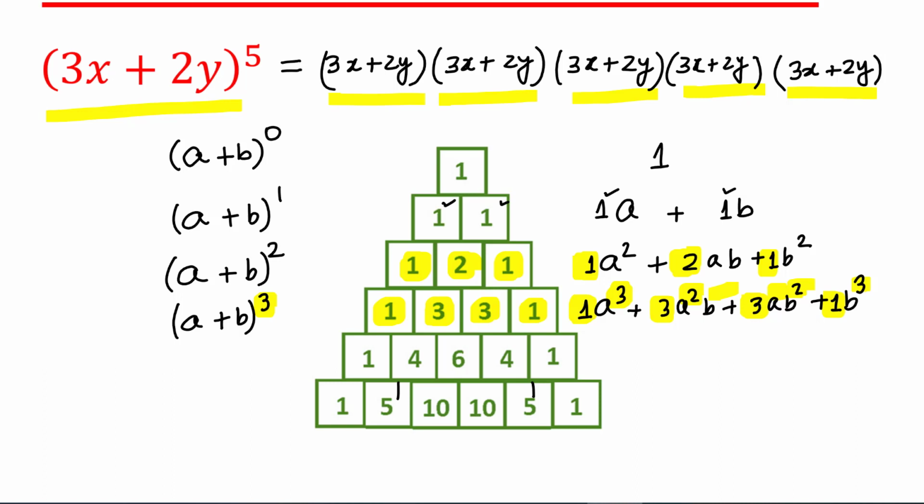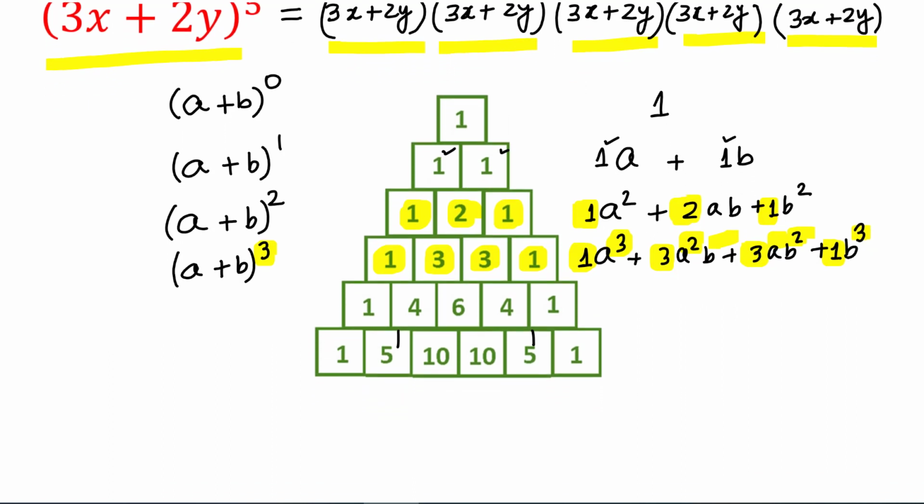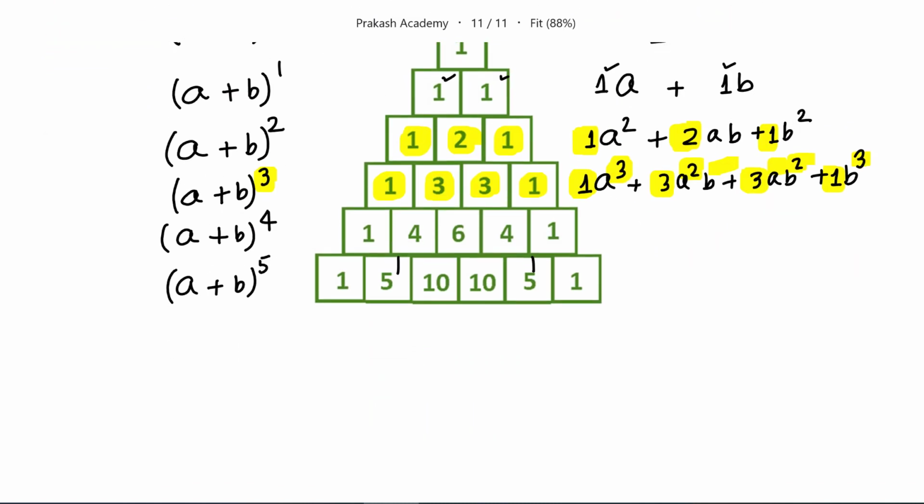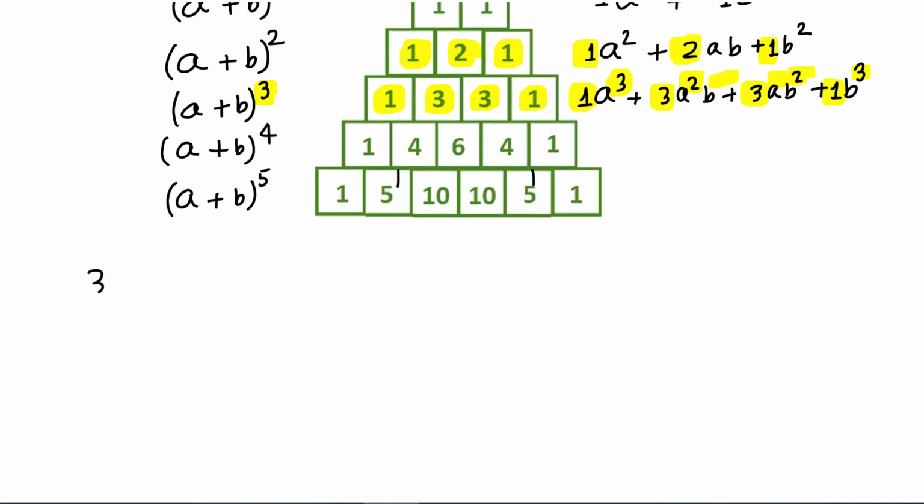So this means now I can use Pascal's triangle to find similar expressions. For example, this will be (a + b) raised to the power 4, and this will be (a + b) raised to the power 5. So what is our question? Our question is (3x + 2y) raised to the power 5. Basically in this case a is 3x and b is 2y.